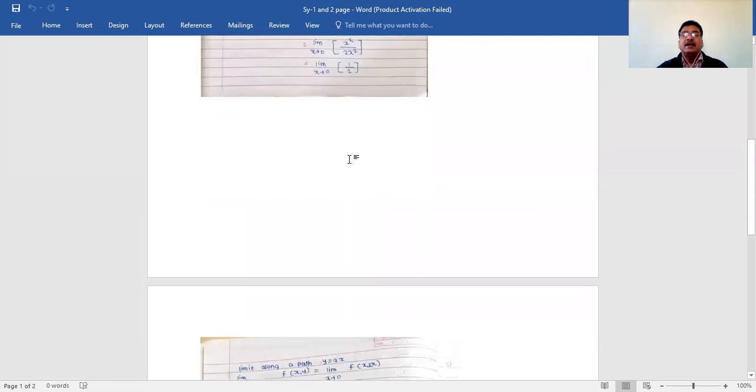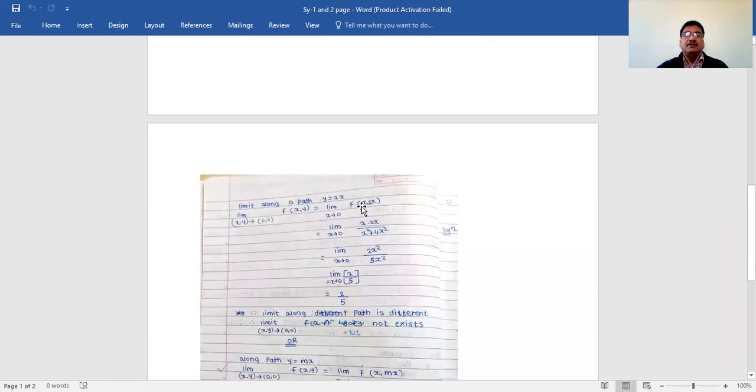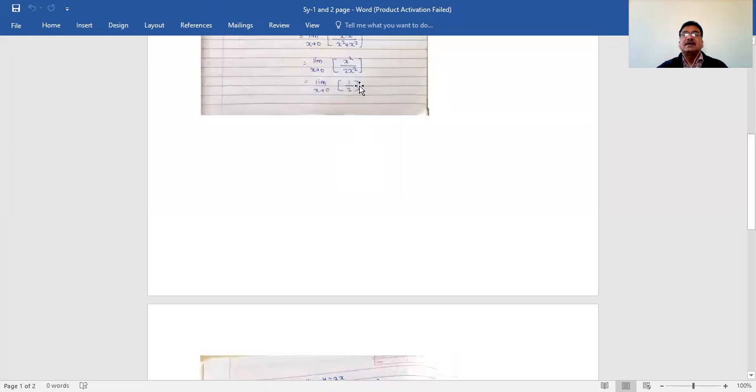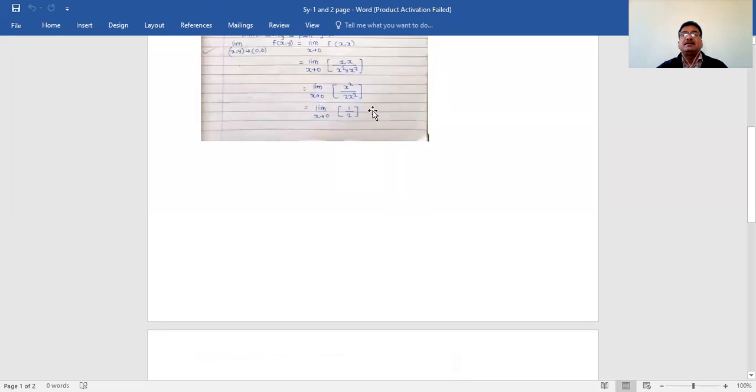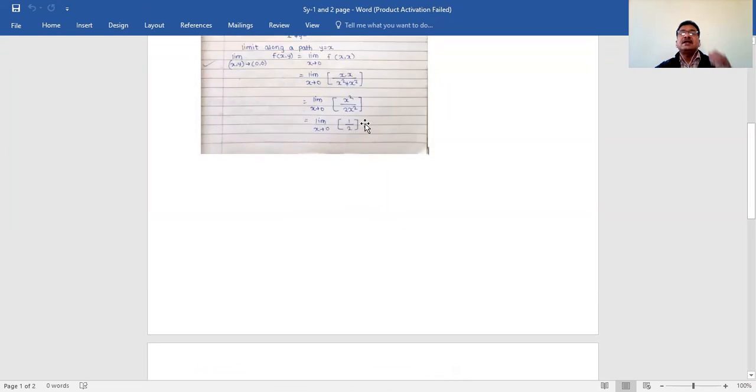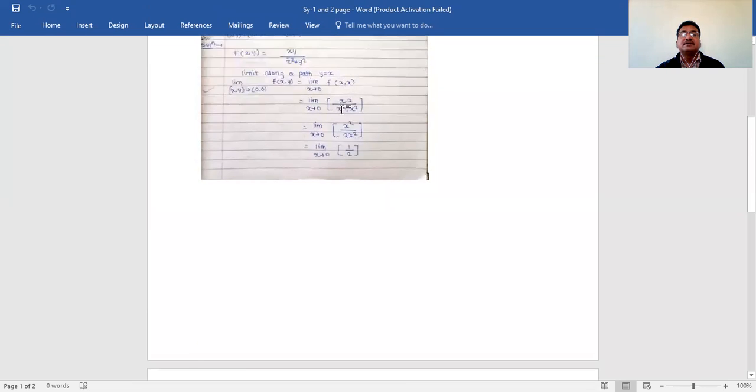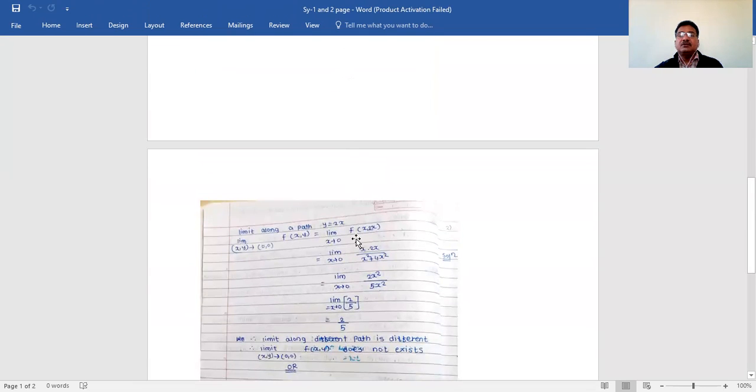And then the limit of 1/2 is 1/2. So this answer is equal to 1/2. This is the limit along the path y equal to x. Then we will find the limit along the path y equal to 2x. The same limit, as (x,y) tends to (0,0) of f(x,y), is equal to the limit as x tends to 0 of f(x,2x).